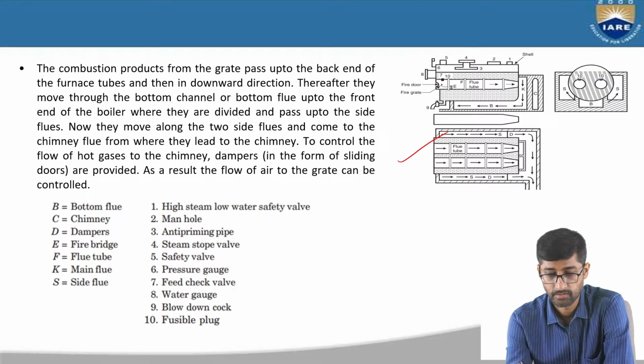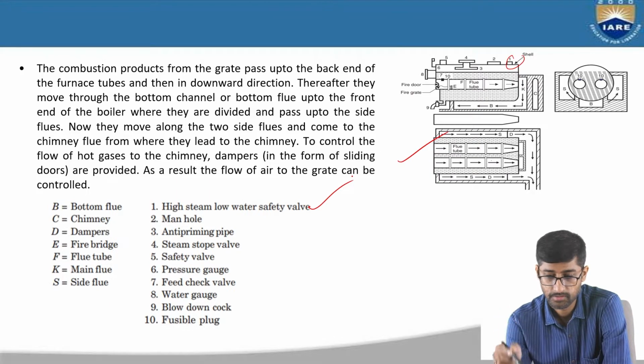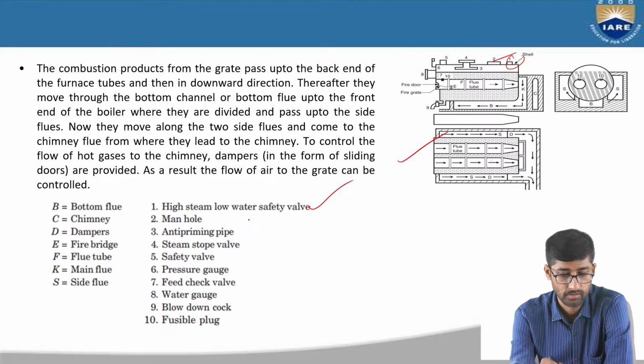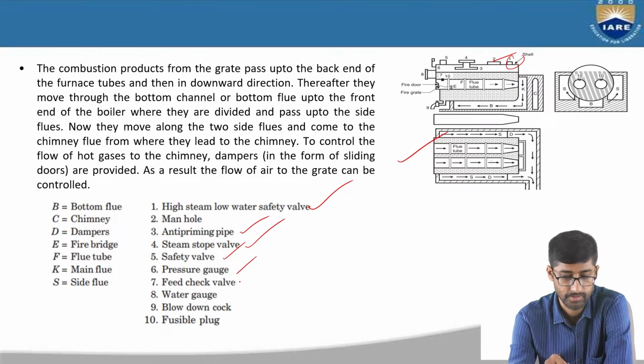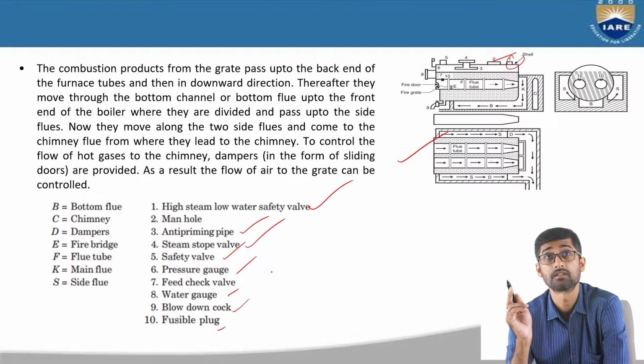So this is the fire door, this is the fire grate, and these are flue tubes. There are two flue tubes, right? And these are all called mountings. The first point is the high steam low water safety valve. Second is the manhole. We are also giving an anti-priming pipe, steam stop valve and safety valve, pressure gauge, feed check valve, water gauge, blow off cock, and fusible plug. These are all called boiler mountings.